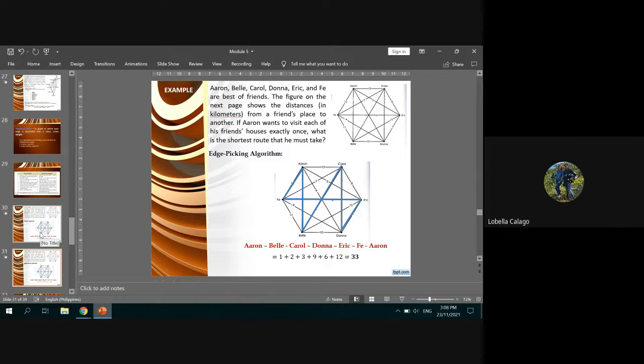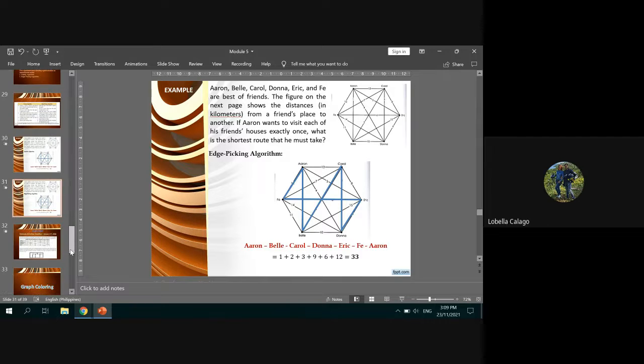Pero with analyzation, kasi minsan pag ginamit mo na yung edge na yan, tapos bumalik na pala without passing to another, to all of the vertices, so mali po yun. So magsa-select po tayo ng another line na sunod sa kanya na pinaka-small. Okay? So ganun po si edge picking.